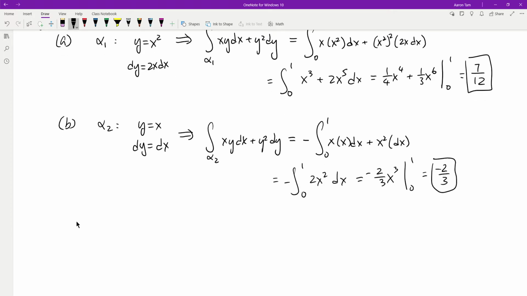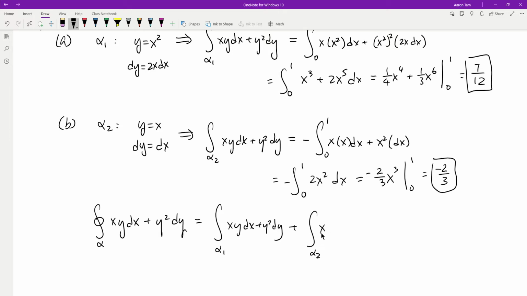And now combine the two together. Now I can say the closed curve integral over alpha of xy dx plus y squared dy must equal the integral over alpha 1 of xy dx plus y squared dy plus the integral over alpha 2 of xy dx plus y squared dy. And therefore that would be 7/12 plus negative 2/3. So negative 2/3 is negative 8/12 plus positive 7/12, which becomes negative 1/12. So that would be our answer using line integrals.